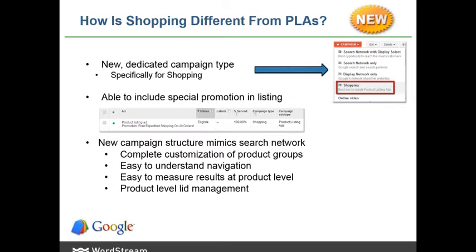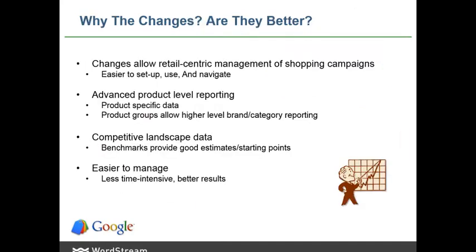We can control the bids and specific promotions at the product level, allowing us just an unprecedented level of reporting from that. There's also competitive landscape data. Although you didn't see it in that previous slide, there's industry benchmarks that you can see within shopping campaigns that give you a rough idea of where to start, and there are some good estimates of where to base your bids off of. And it's just easier to manage. As I said before, it's less time intensive, and you're going to get better results than you did with PLAs.